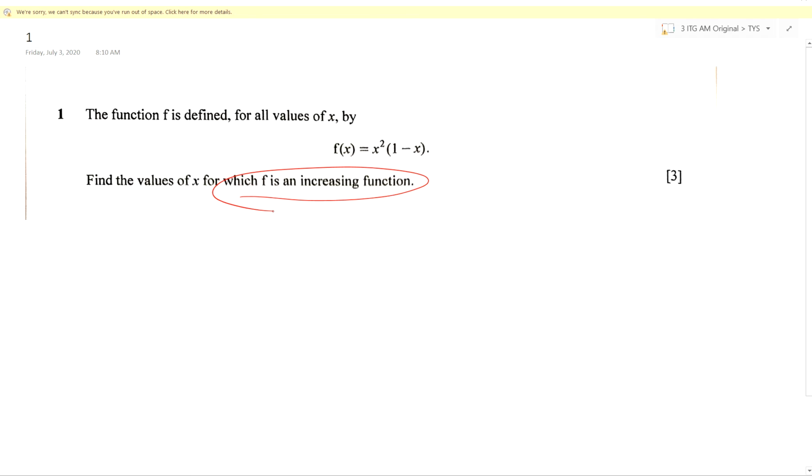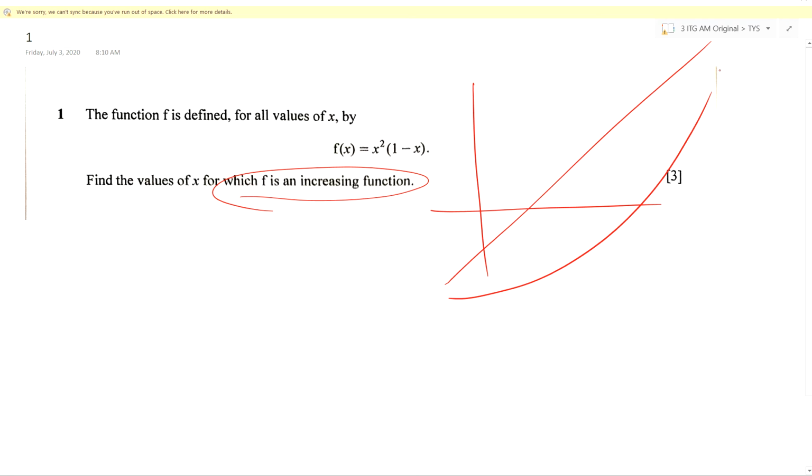Do you understand that? What does an increasing function mean? Can you draw an increasing function? The most basic increasing function we have learned is a straight line going up this way. This is an increasing function. But besides a straight line, can I also increase this way? Yes, it is also increasing. Can I also increase this way? Yes. These are the three possibilities for an increasing function.